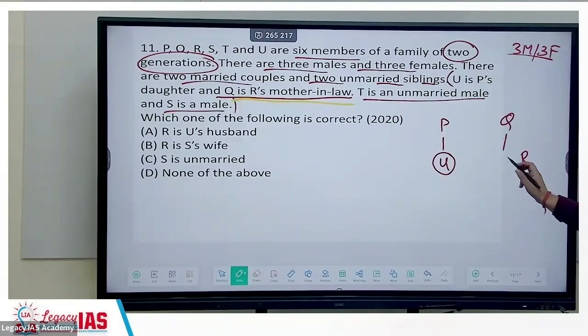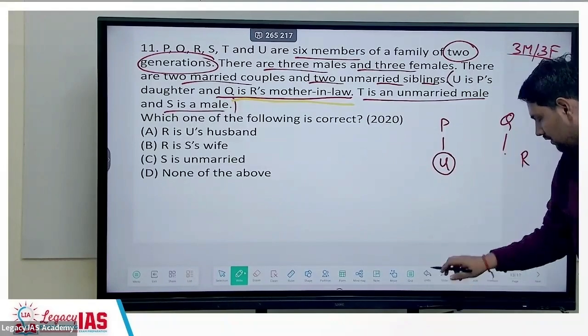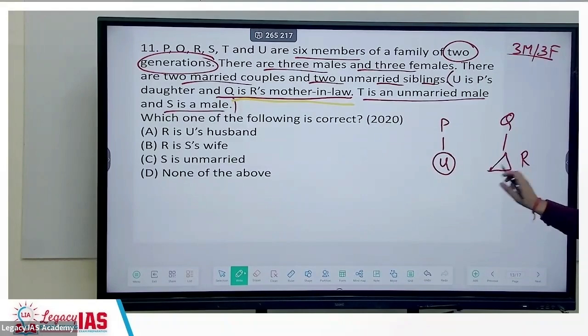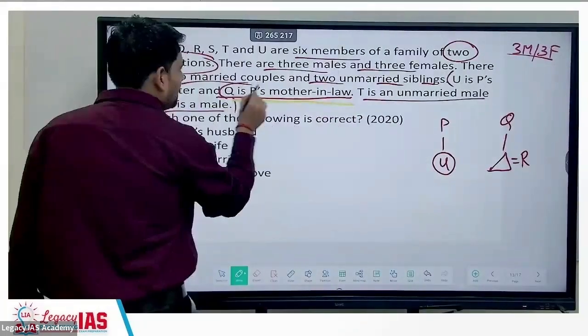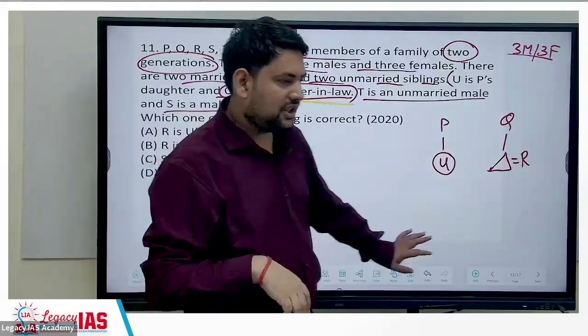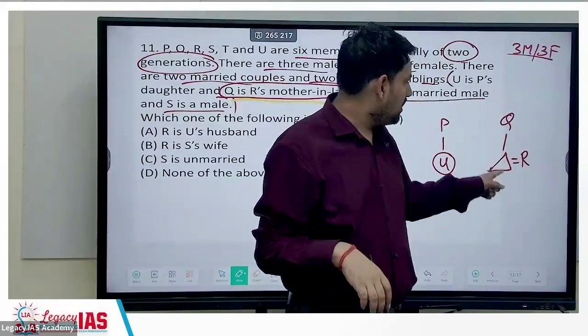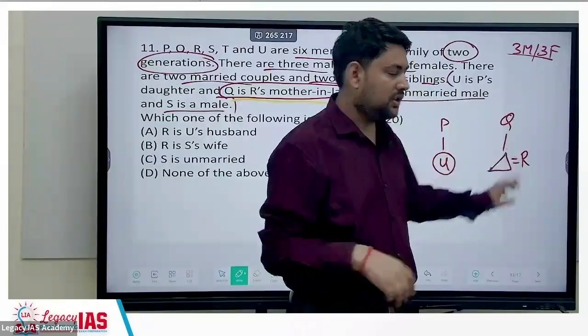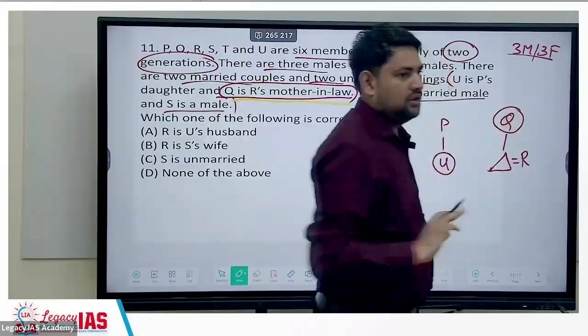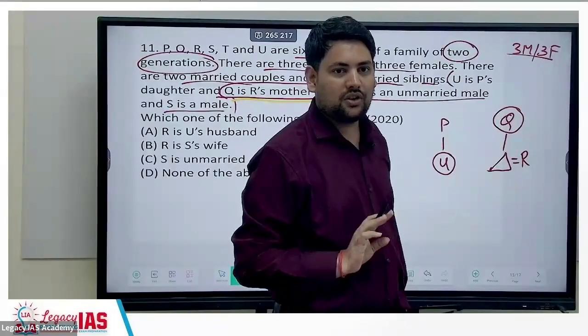So something like, let's draw. We don't know the gender. This triangle is, let's say we don't know. Okay. So what we have drawn is Q is R's mother-in-law. No gender is revealed right now. This is also not gender revealed. Okay. Q is R's mother-in-law. So this we know. This much we can draw with it.